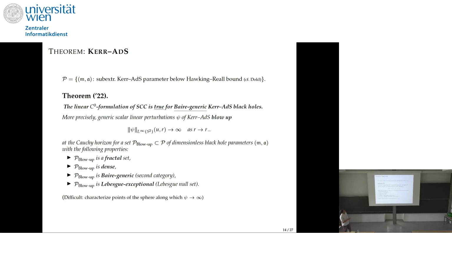Maybe I should mention one thing here. There are two notions of genericity in this statement. The first notion is genericity on the data, on the parameters, namely on M and A, and that's the one I was highlighting. But of course, there's also the notion of genericity on the solution of the wave equation, more precisely on the initial data of the wave equation. And this one has to also be taken into account. Also here, there's a way of giving a precise meaning of what actually constitutes generic initial data.